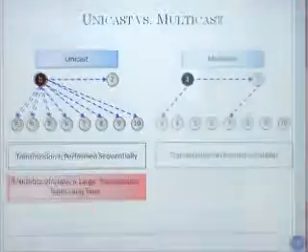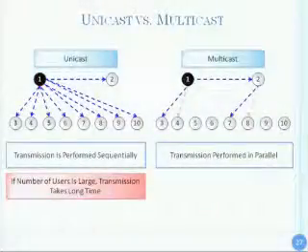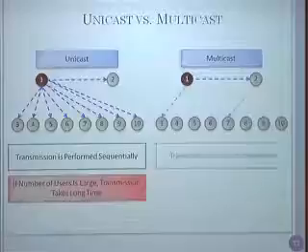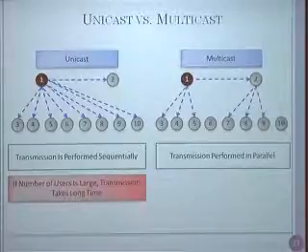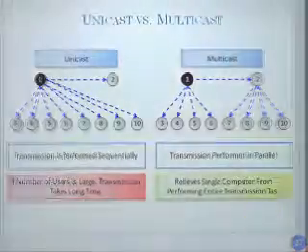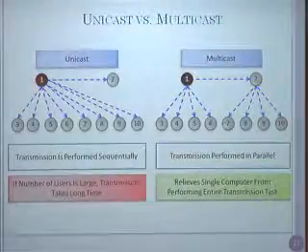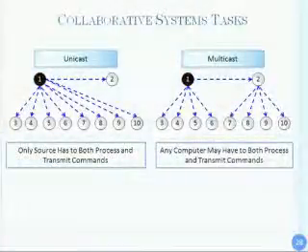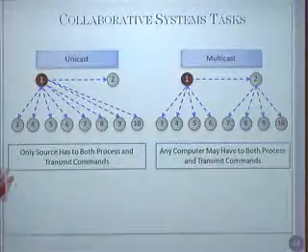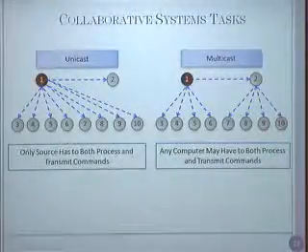Okay, multicast divides the communication task among multiple computers. So when user one's computer sends a command to user two, these two computers can start transmitting in parallel. Okay? Basically, what multicast does is it relieves any single computer from performing the entire communication task or transmission task. The net effect is that with unicast, only the source has to both process and transmit commands, while with multicast, any computer may have to both process and transmit commands.